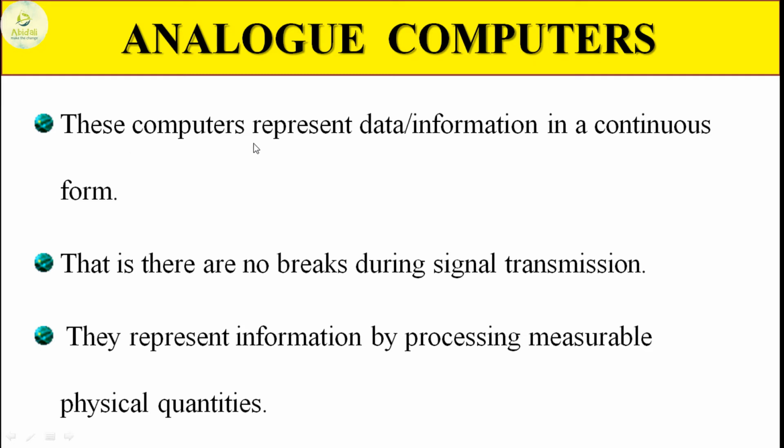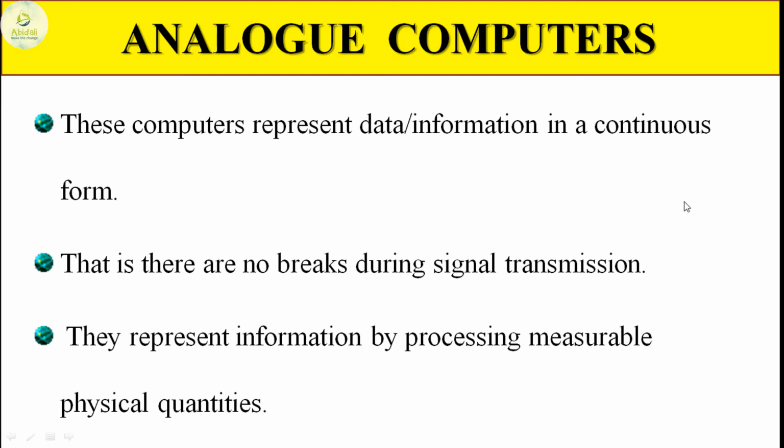Analog computers are computers that represent the data or information in the form of continuous forms, sine waves. See the sine waves, like the waves in the ocean or sea when they are moving, they are in a sinusoidal curve, moving up and down. So if the information or data is represented in the form of sine waves continuously, see the mouse cursor moving, that is called an analog computer. There will be no breaks during signal transmission; continuously there will be a signal transmission.